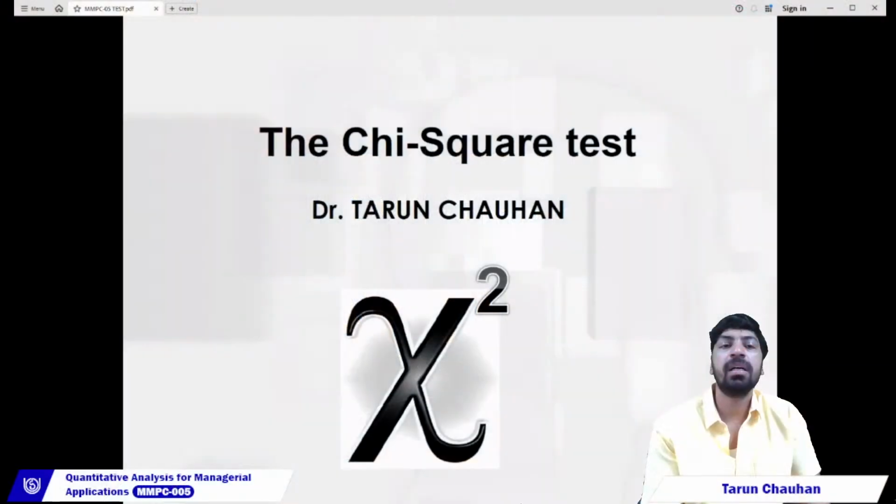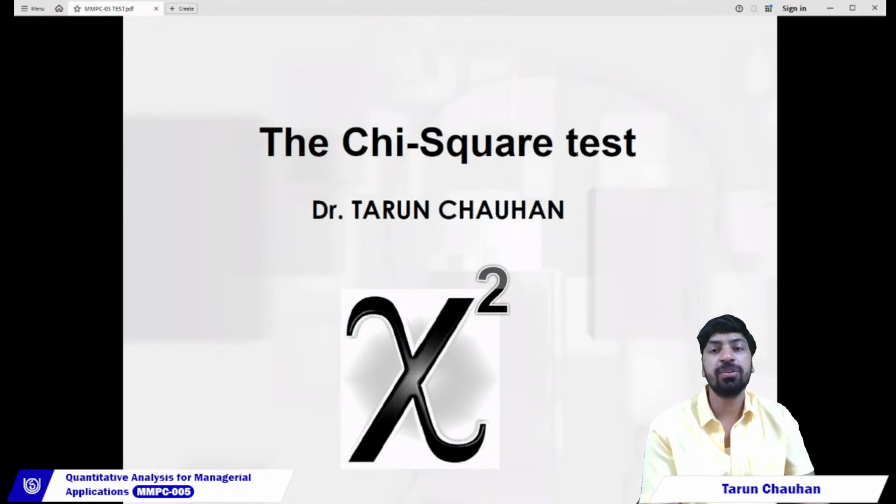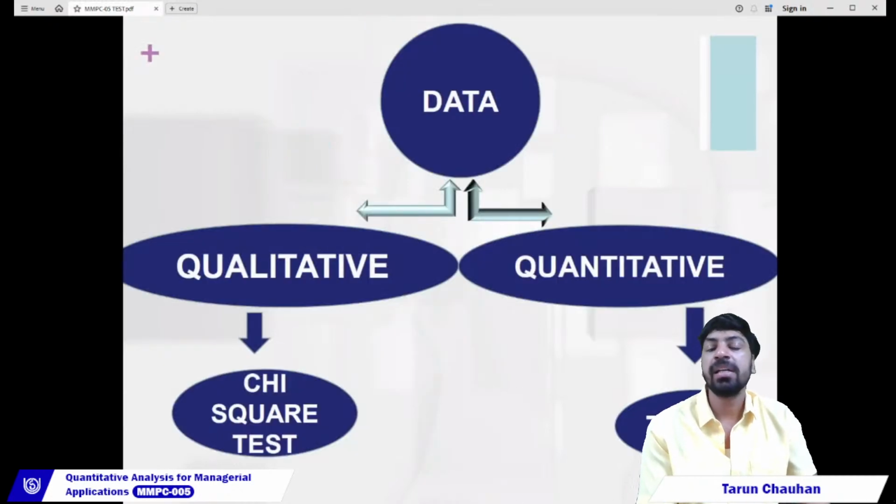Hello everyone. In today's session, I'm going to teach the chi-square test, which is one of the most important statistical tools where a researcher tests the hypothesis whether the exact idea has been fit to show some meaningful evidence or not. So let's begin with the data. Data are classified into two categories. The first one is qualitative data and the second one is quantitative data.